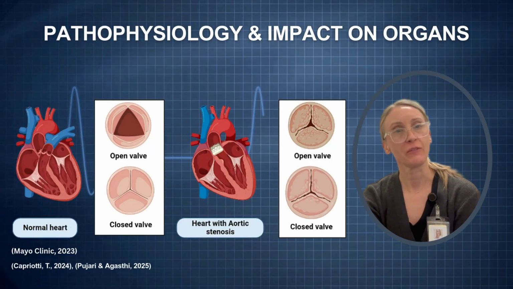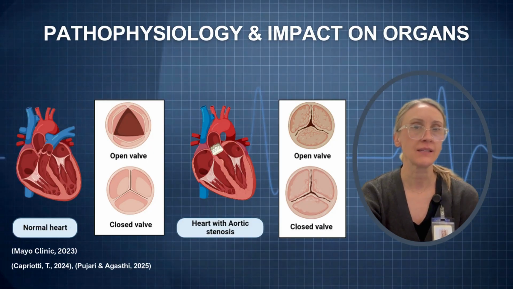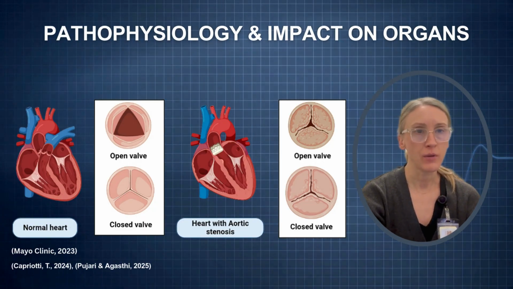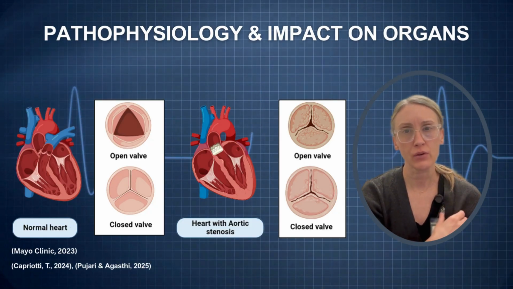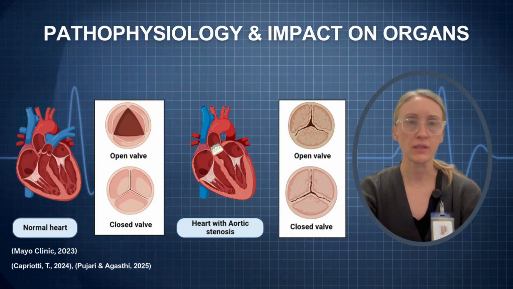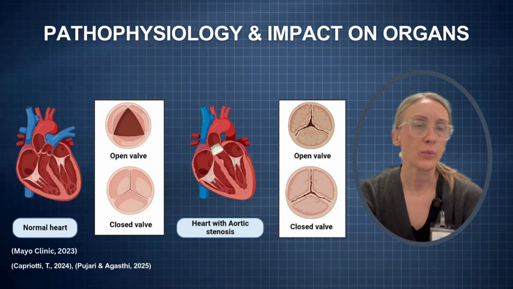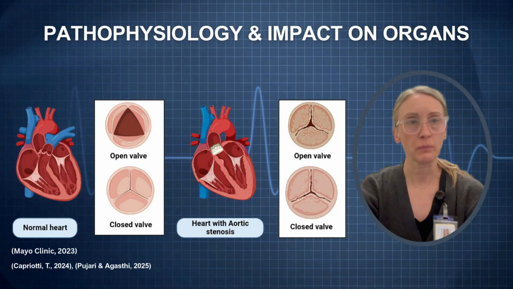Hi there, my name is Jennifer, and I'm going to be covering the pathophysiology of aortic stenosis along with the impact on organs. Your aortic valve is located between the heart's left ventricle and the aorta, which is the main artery carrying blood to the body. In aortic stenosis, the valve becomes narrowed, and when this opening narrows, the blood flow is restricted and forces the heart to pump harder to circulate blood.